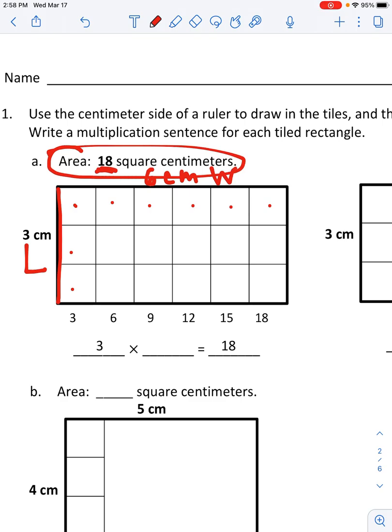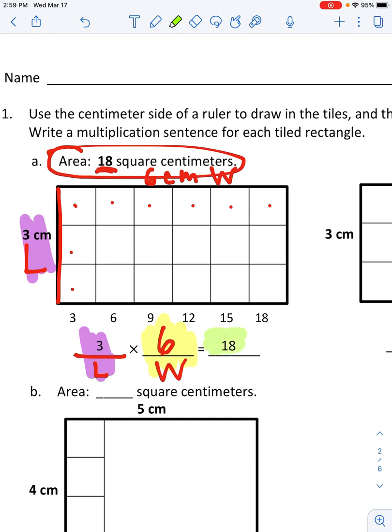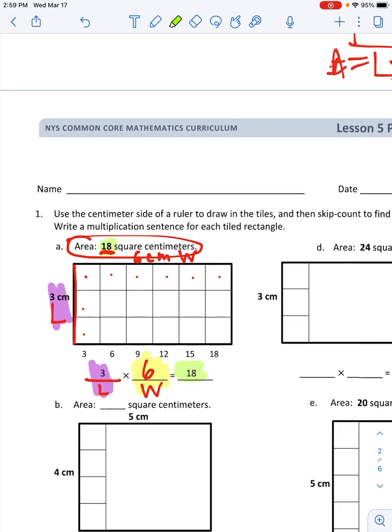So then, to find the area, we know we have to do length, which we said was 3, multiplied by the width, which we determined was 6. And then that will tell us our area. And in this problem, they actually gave us the area to start with, so we knew that going into this. We had to find out the W, the width.